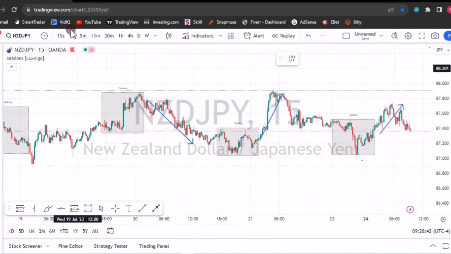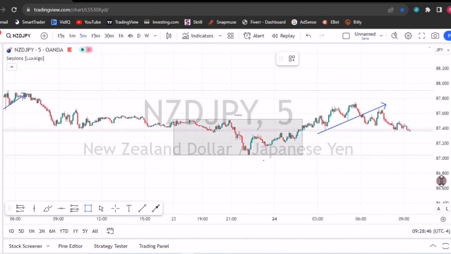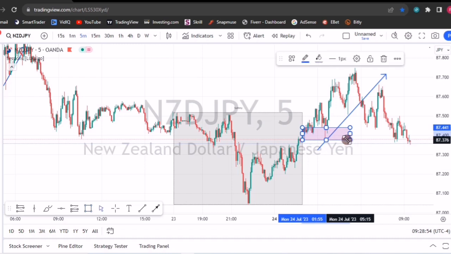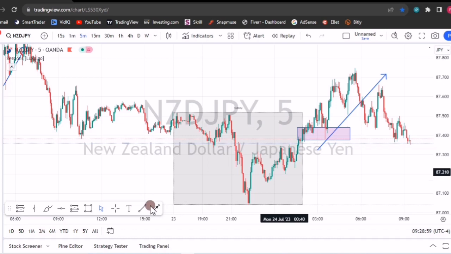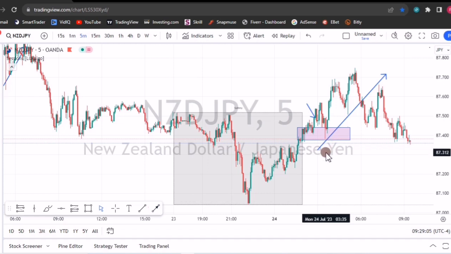Okay, this is Sydney and the focus is on the 5-minute time frame. On the 5-minute time frame, this is the last candle on Sydney. This is the key level around the last candle, and it said if price closes above, you take a buy. If it closes below, you take a sell.